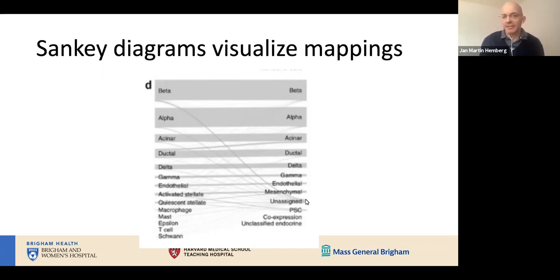What's important to point out here is this unassigned category, which is of course not in the reference, but it's something very useful to have for your mapping algorithm. What this means is that the cells in your query data set do not match anything that was present in the reference. So this is essentially a way for the algorithm to say, this is something that I've never seen before, and this could be the way that you discover new cell types that were present in your new sample but not in your reference.